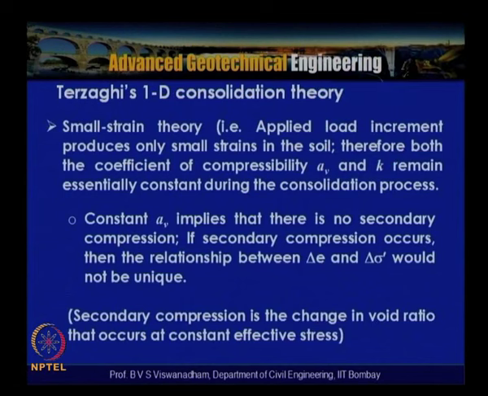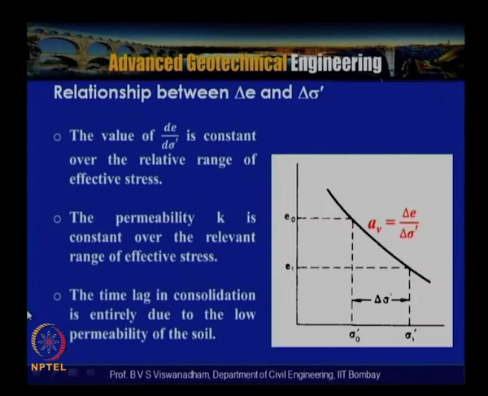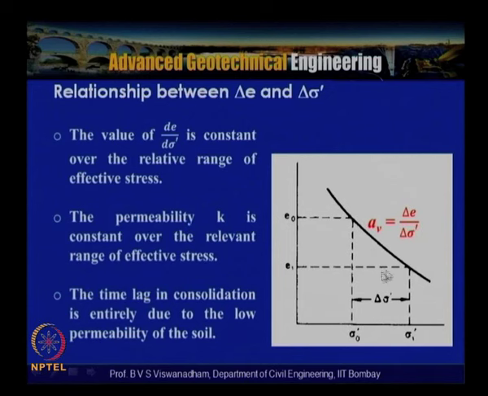Terzaghi's one dimensional consolidation theory is essentially a small strain theory, that is, the applied load increment produces only small strains in the soil, and therefore both the coefficient of compressibility a v and k remain essentially constant during the consolidation process. The coefficient of compressibility a v is nothing but delta e by delta sigma dash, which is shown in the previous slide. The slope of this line is defined as the coefficient of compressibility.